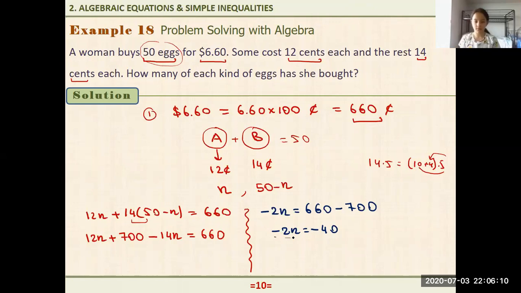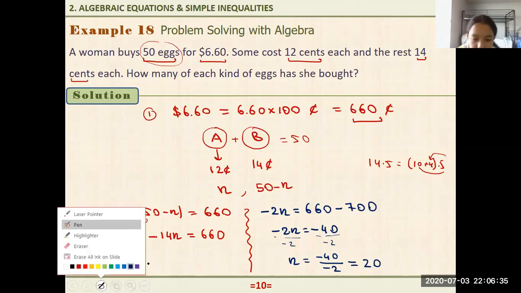So here, as if we are divided by negative 2, and here we have divided by negative 2. So here we have n equals, because negative 2, they cancel each other, right? Here we have negative 40 over negative 2, which is equal to minus minus plus. 40 is divided by 2, that is 20. Okay? So now I can write our answer.